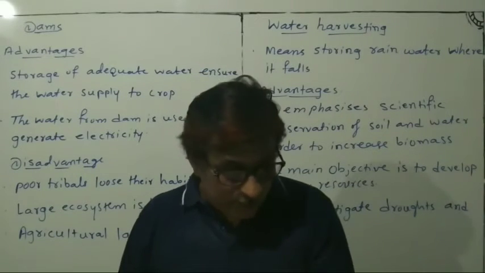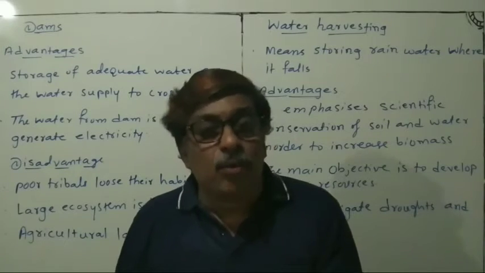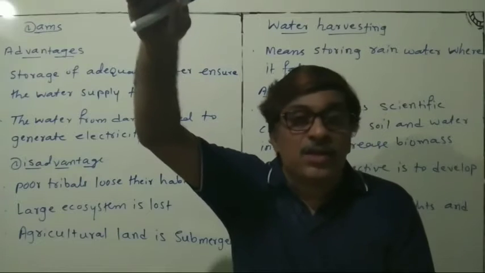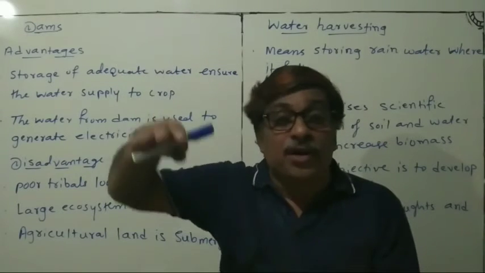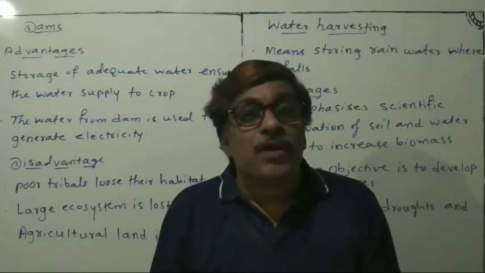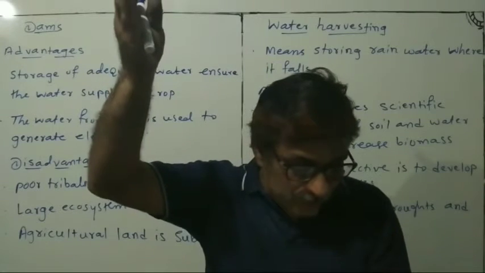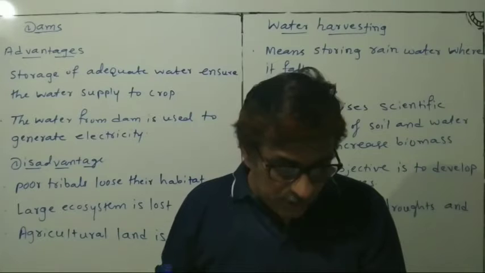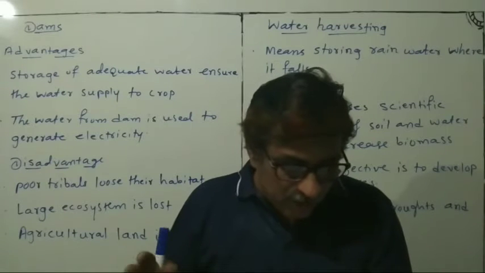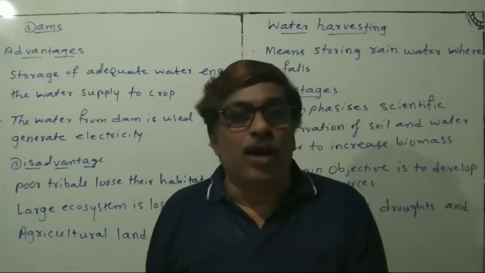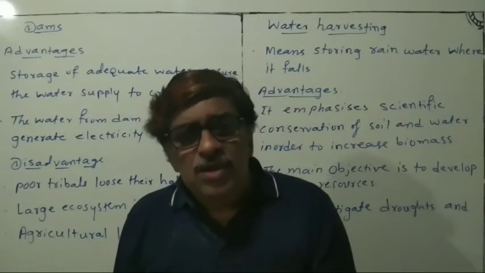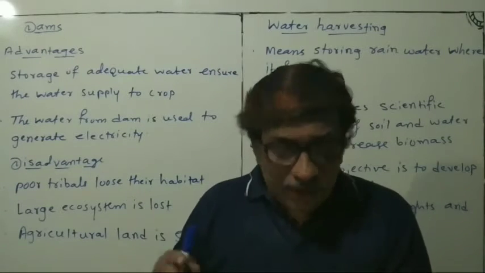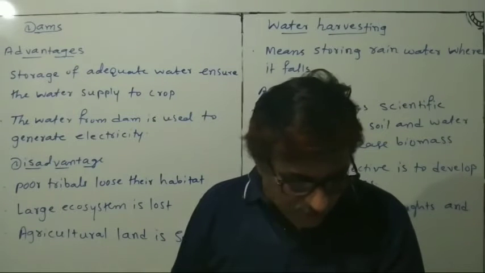Narmada Bachao Andolan means what? Save the Narmada movement. It is about raising the height of the Sardar Sarovar Dam on the river Narmada. Here they wanted to raise the dam, and many people opposed it, and that's why they started the Narmada Bachao Andolan. So dear students, the question arises, why do people criticize large dams?